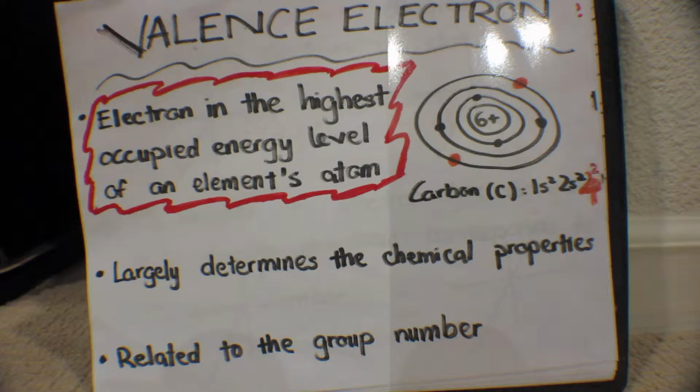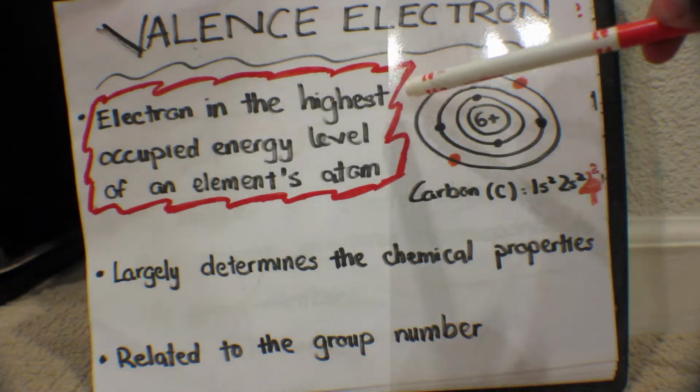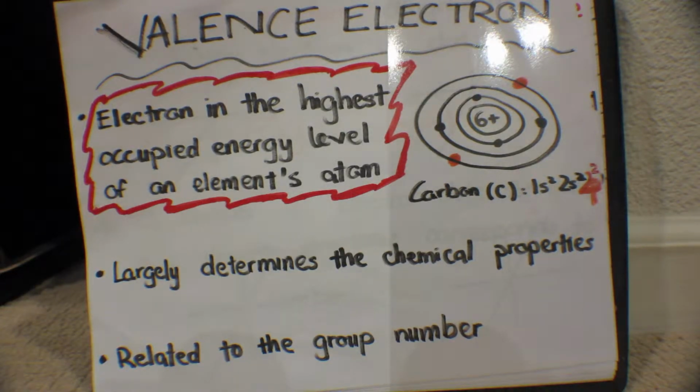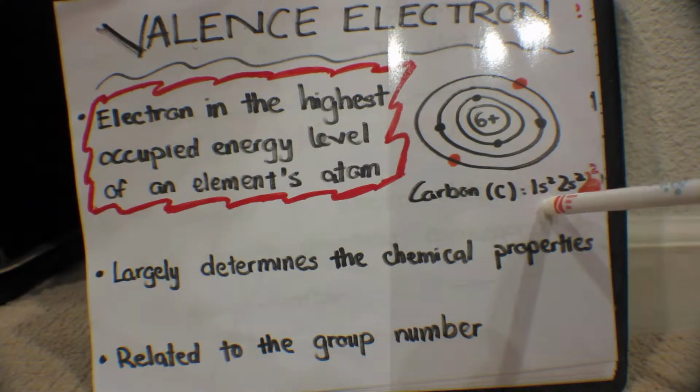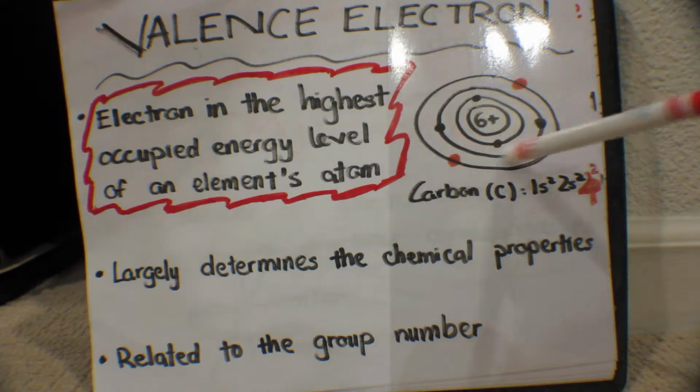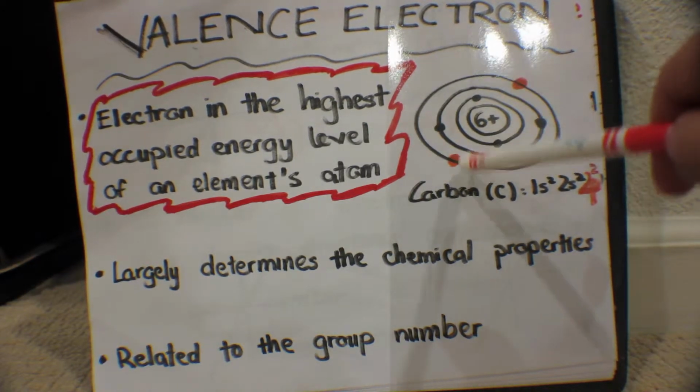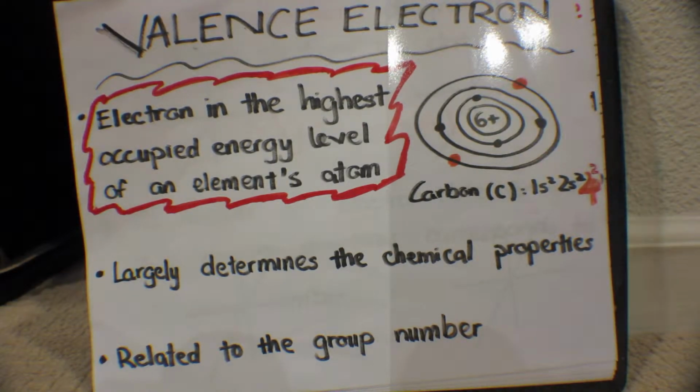In order to understand the idea of ions, we first need to understand valence electrons. An electron in the highest occupied energy level of an element's atom is called a valence electron. As you can see in the carbon atom, with electron configuration 1s2, 2s2, and 2p2, the atom's highest energy level has 4 electrons, which are called valence electrons. Valence electrons largely determine the chemical properties of the element and are also related to the group number.